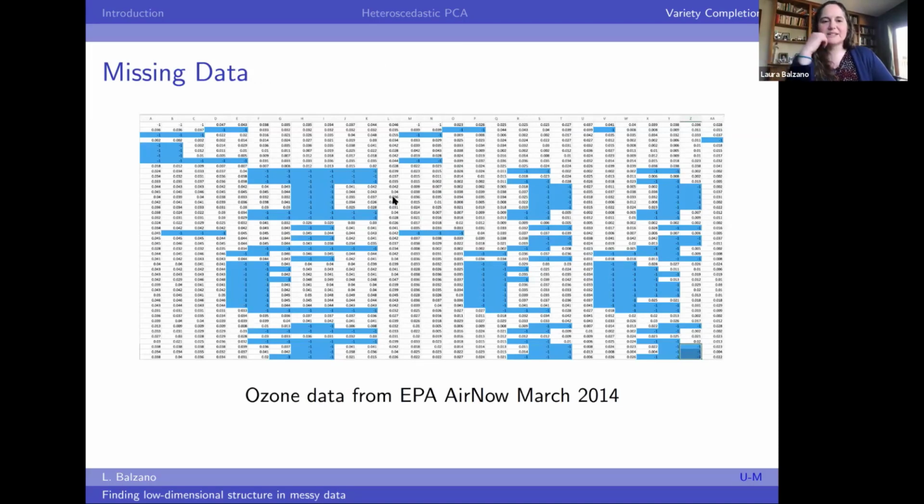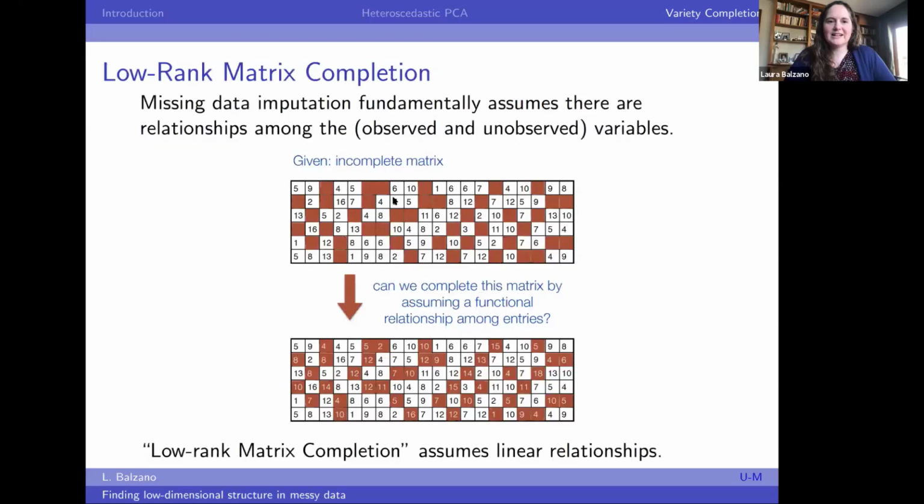So matrix completion is a problem where you have a matrix for your data, your data storage, and there are several entries that you have that are missing. This is just an illustration of that from some environmental data that I've worked with. And in general, the idea is that given an incomplete matrix, you're going to assume some functional relationship among the entries and try to use that relationship in order to impute all the missing entries.